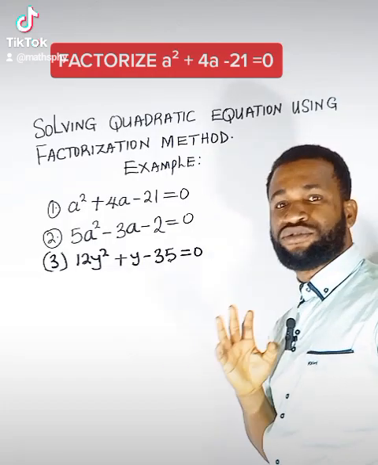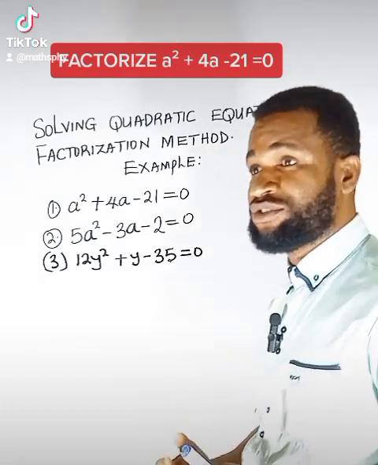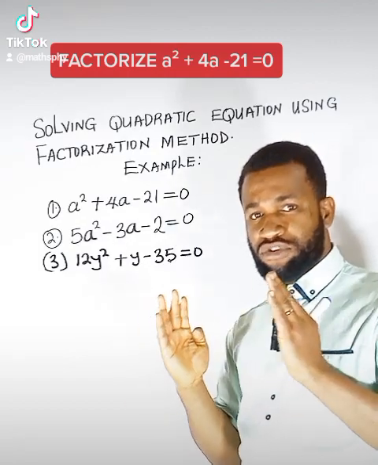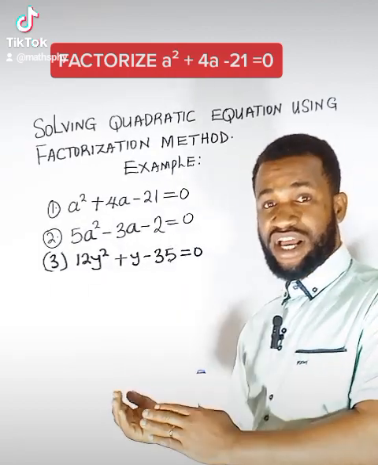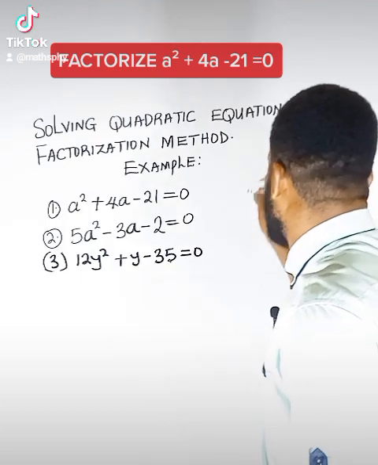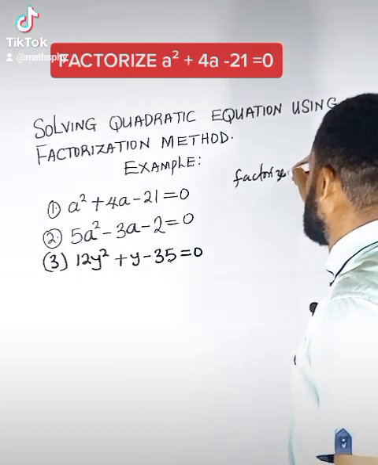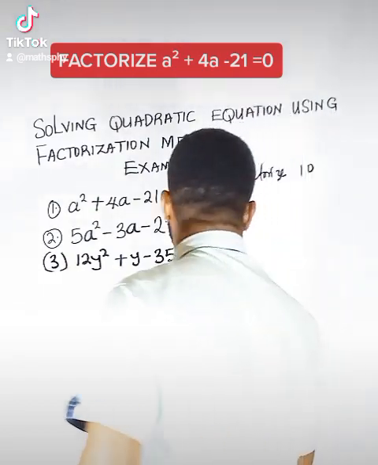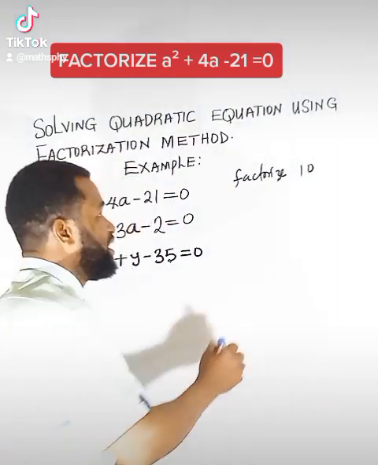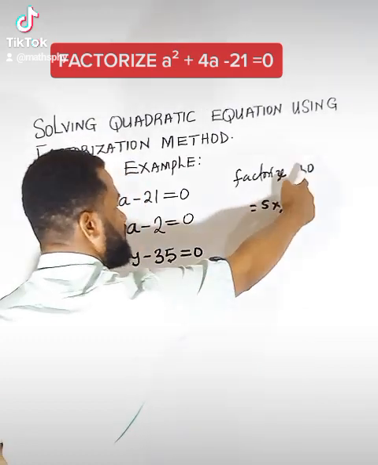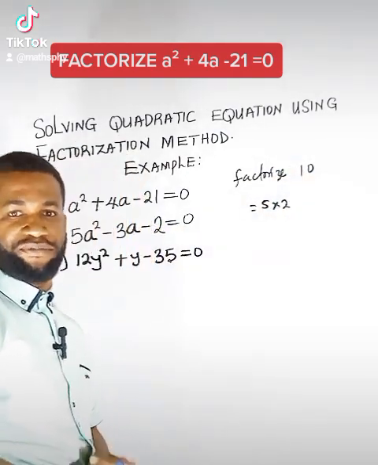Before I go into this, I want you to know that when we talk about factorization, we are talking about bringing two factors that, when you multiply them, you get back the original expression. For example, if you are asked to factorize 10, the answer is going to be 5 times 2, because 5 times 2 will still give you 10. That is the essence of factorization.